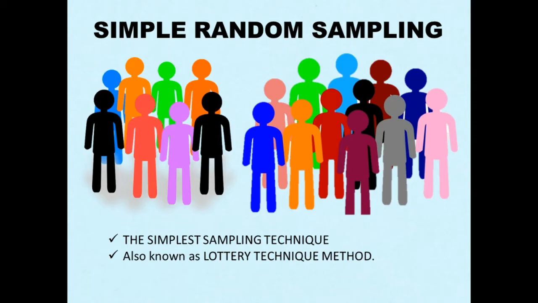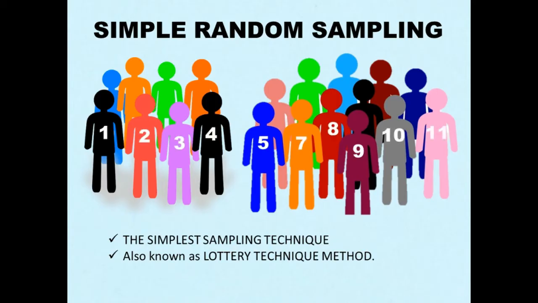This is the simplest sampling technique, also known as the lottery technique method. Paano ito ginagawa? Kunin mo yung list ng lahat ng members or population mo, lahat. Halimbawa, lahat ng grade 10 or lahat ng nag-aaral sa inyong school. Then afterwards, lagyan mo sila ng number each. 1, 2, 3, 4, 5, and so on.